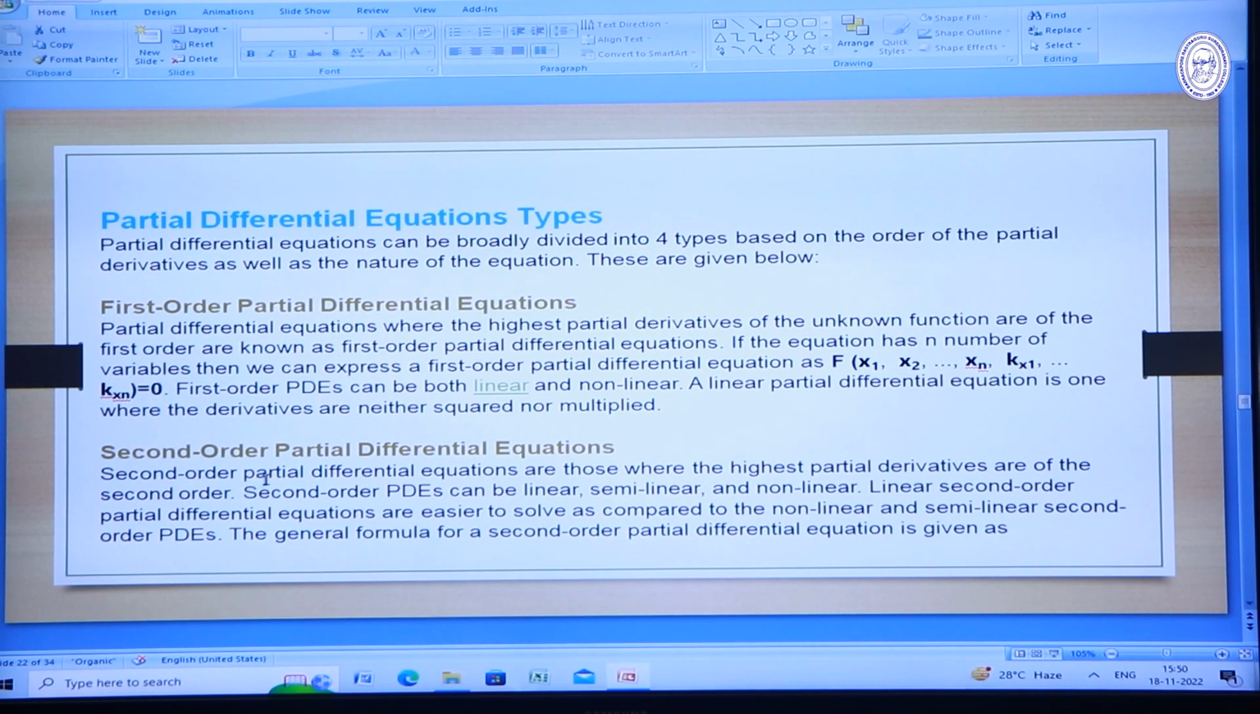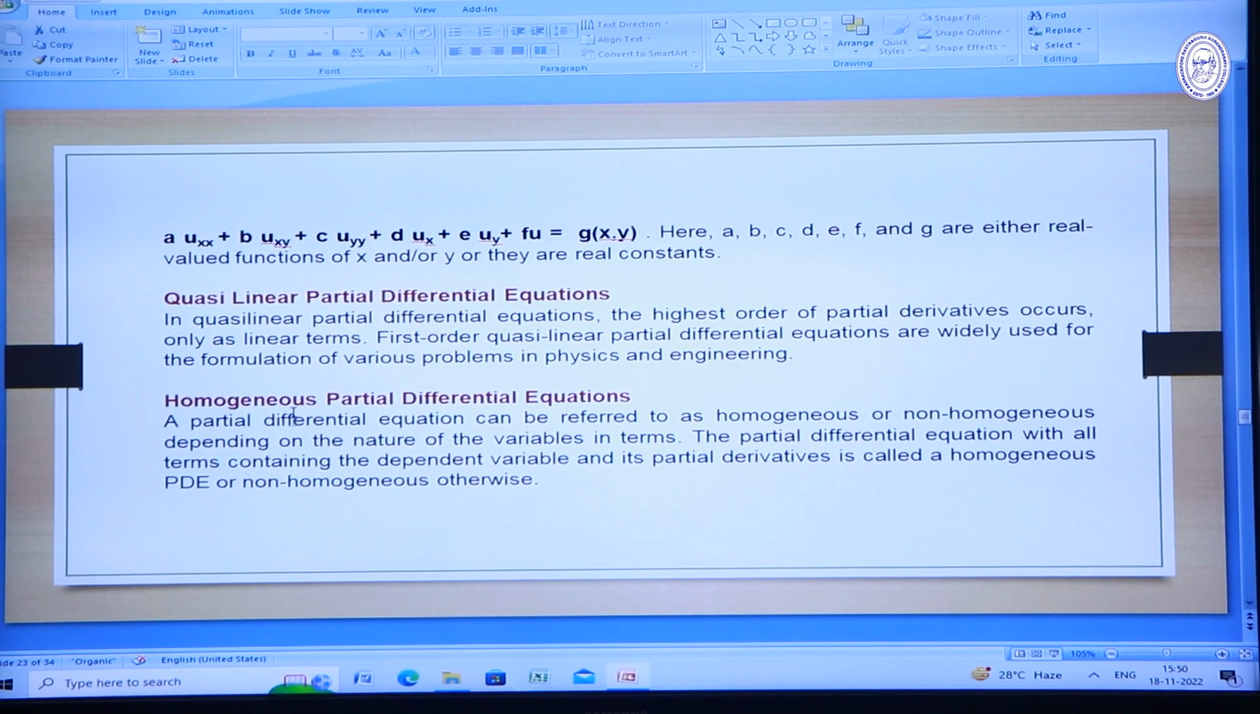Second order partial differential equation. Second order partial differential equations are those where the highest partial derivatives are of the second order. For example, this is a second order partial differential equation where a, b, c, d, f are either real valued functions of x or y, or they are real constants.